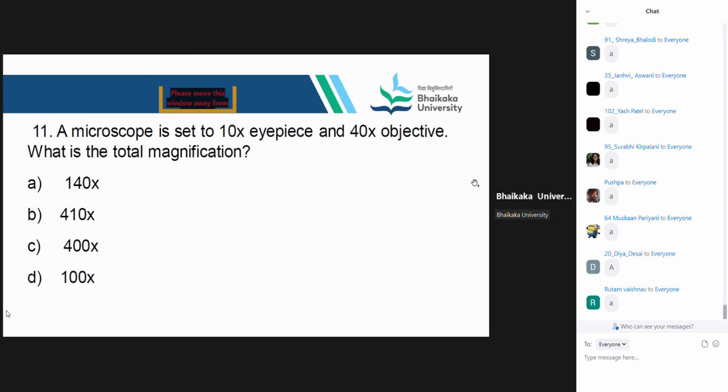A microscope is set to a 10x eyepiece and a 40x objective. What will be the total magnification? This is the very same question as we have seen earlier. What will be the total magnification? Yes, 400x.